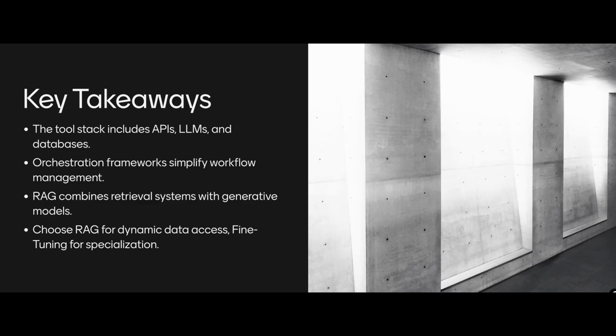Let's recap what we have covered today. In today's stack, a GenAI application includes APIs, LLMs, vector databases and cloud storage, front-end and back-end frameworks, orchestration frameworks, and cloud deployment. The orchestration frameworks simplify workflow management by connecting the various components seamlessly. RAG addresses the limitations of traditional LLMs by combining a retrieval system with generation modules. Choose between RAG and fine-tuning based on your project needs. RAG is dynamic while fine-tuning is static but specialized. With these insights, you are now better equipped to start building your own GenAI applications.